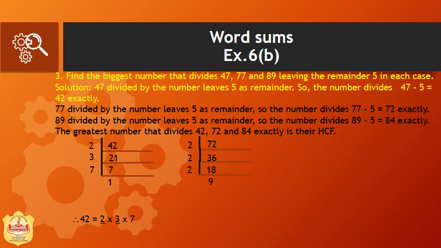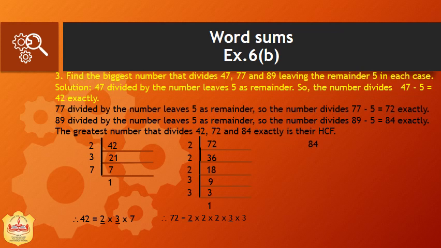Now 9 is not an even number. It is an odd number. So we have to divide it by 3. And 9 divided by 3, we get 3 as a quotient. Again we will divide it by 3 and we get 1 as the quotient. So what are the factors of 72? Let us see. 2 multiplied by 2 multiplied by 2 multiplied by 3 multiplied by 3. Right?